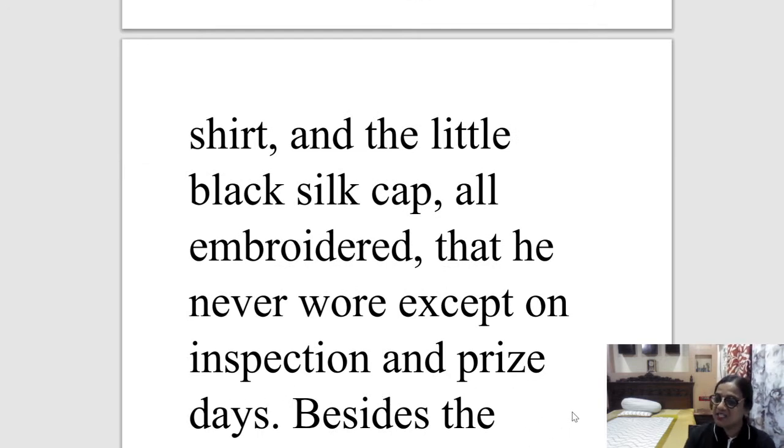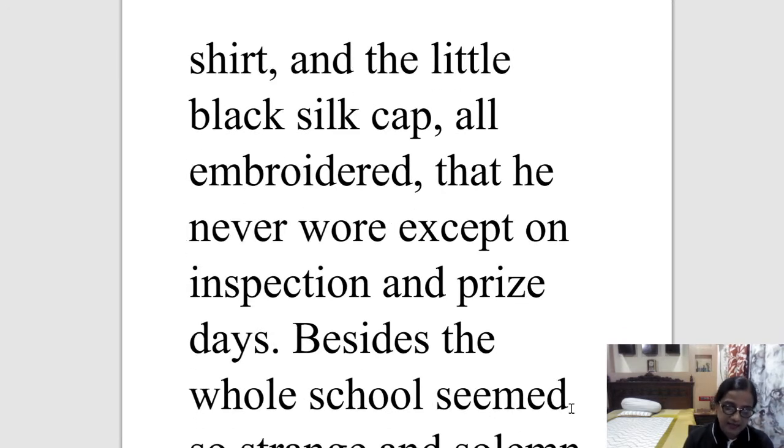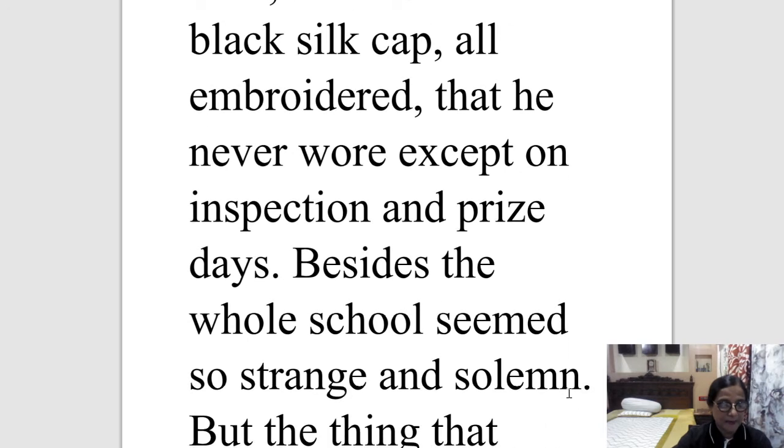So, on which days did he used to wear it? Only on the inspection, that is when the school inspector used to come, he used to wear this special dress, and of course on the prize distribution day. Besides the, I hope children, all of you are understanding the story. Are you there?